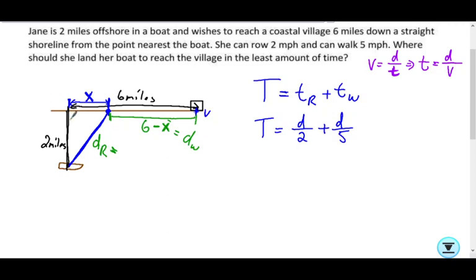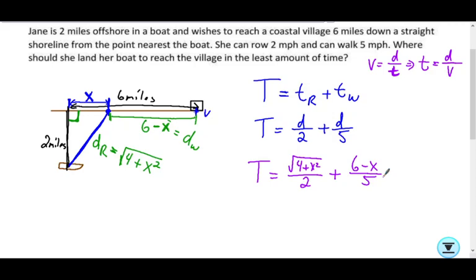And since this is perpendicular, we have a right triangle, so basically we can set up the Pythagorean theorem and solve for our hypotenuse, which means our distance rowing is going to be the square root of 4 plus x squared. Okay? So now that we have our distances, we can plug them into our total time equation, which is the distance rowing, the square root of 4 plus x squared over 2, plus 6 minus x over 5. So that is our equation for the total time it's going to take.